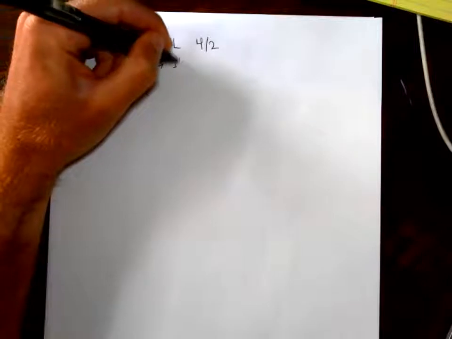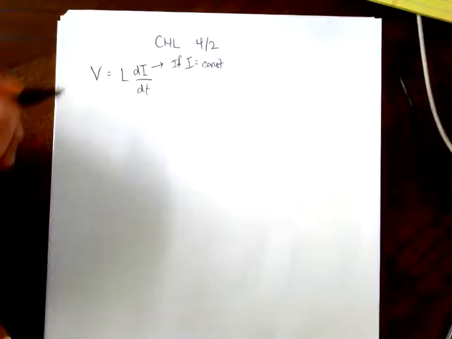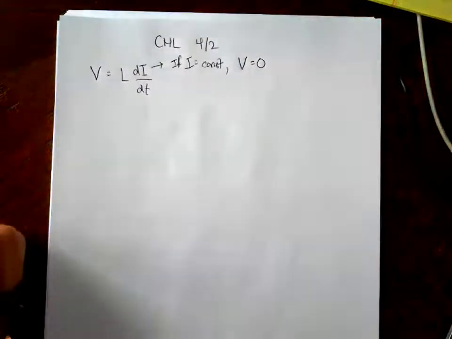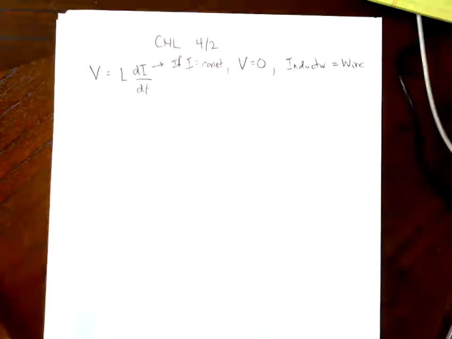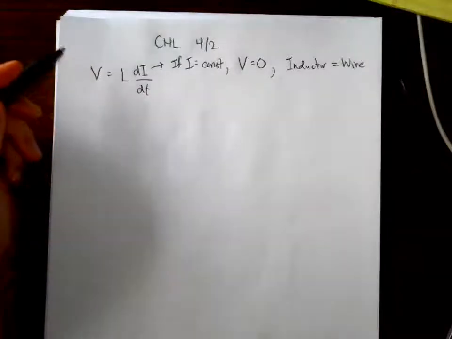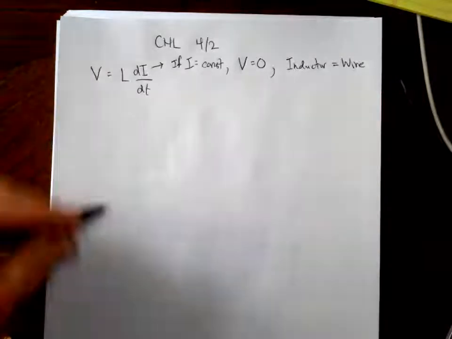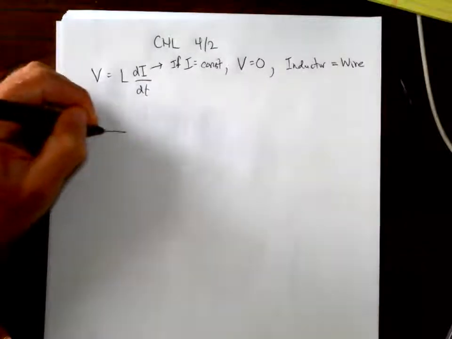So if the current is a constant, then the voltage is 0. Which means that the inductor basically becomes a wire. So the inductor is basically a wire after the current has been on for a long time. So what if we had a circuit that looked like this?